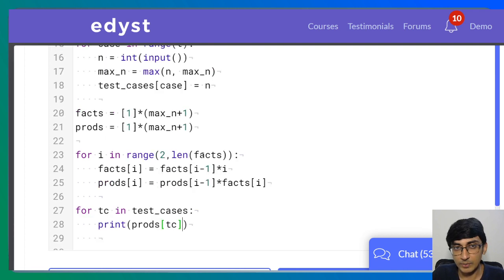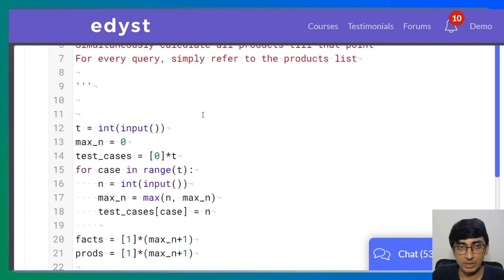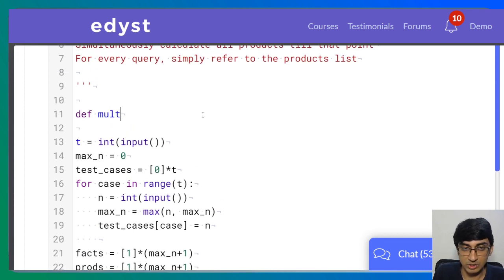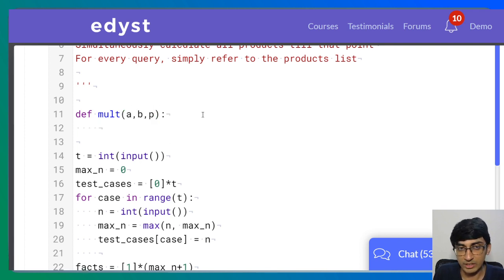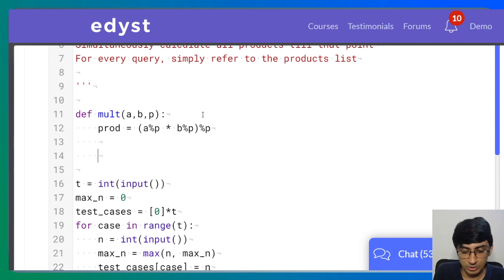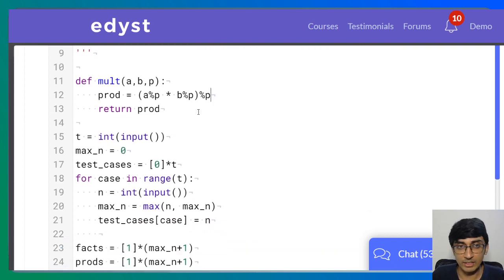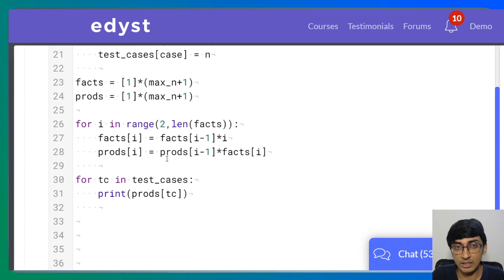Instead, what we'll do, and this is what you should do in most advanced questions, is keep a mult function. What this does is it takes three operands actually: a, b, and the prime number itself. And what you do is product is equal to a modulo p into b modulo p, the whole thing modulo p, and you just return this. That's all you're going to do.